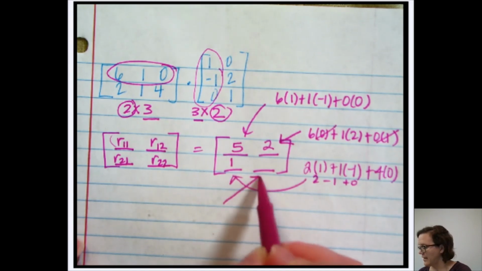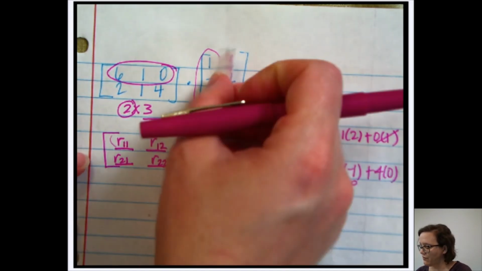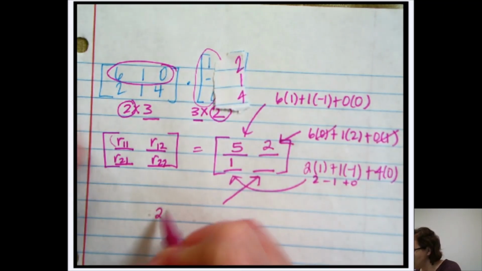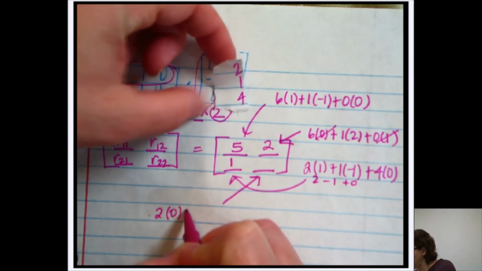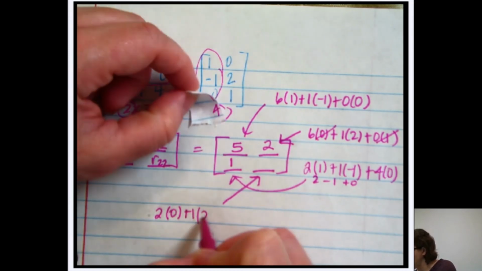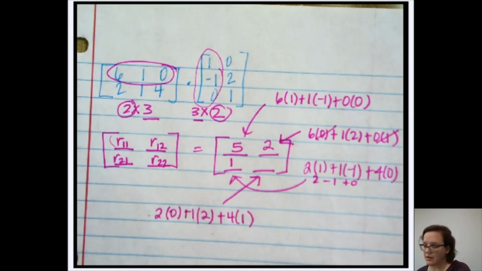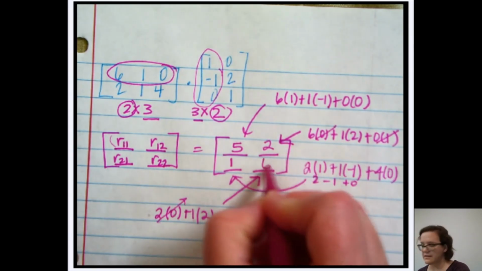And then our last one, we take our second row, second column. So we take 2, 1, 4 and lay it on top. So we get 2 times 0 plus 1 times 2 plus 4 times 1. So that goes to 0, and here we have 2 plus 4, which is 6.